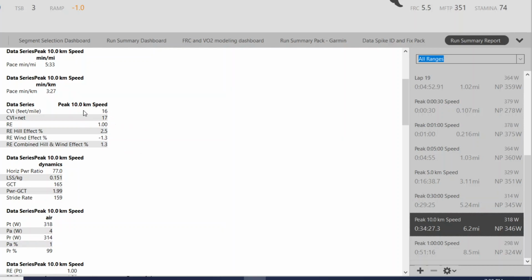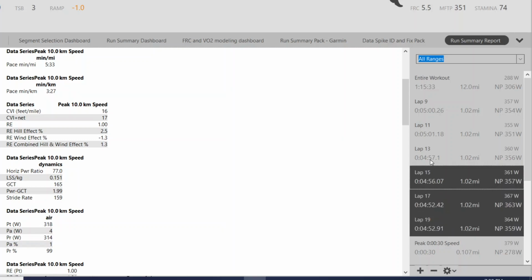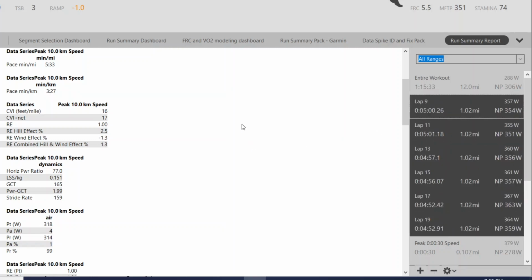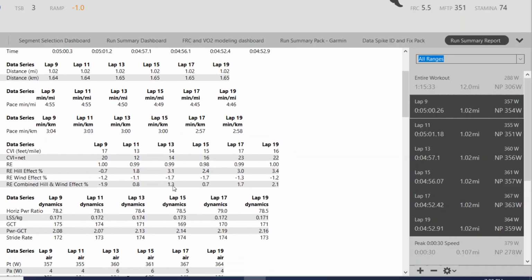Let's say I had a CVI of 16 and a CVI plus net of 5. That means there is about a 5-foot loss in elevation from point to point on this particular course. I'm just curious. I'm not sure, because I know this was not run on a track, and I want to see if any of these laps, any of these intervals, were net uphill.